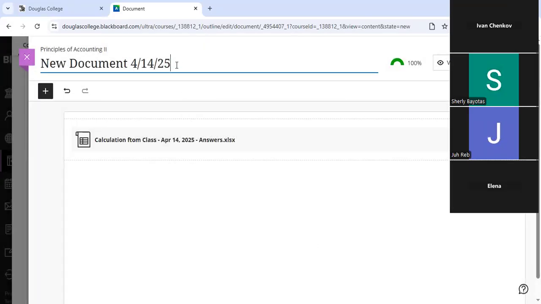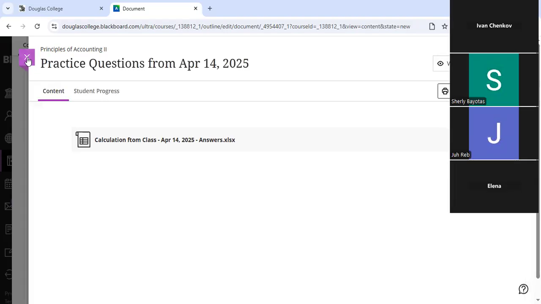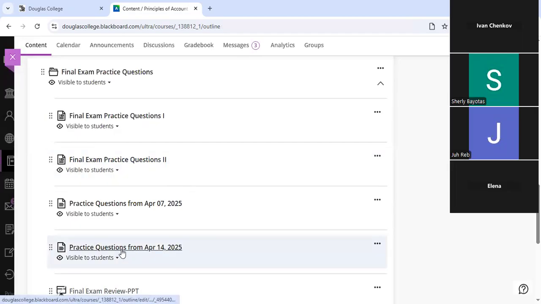And the last thing left is to change this one to 14th. Save. And please confirm that you have access to those practice questions from today. Okay, you have access. So there are a few more final exam practice questions. If you want to practice, if you have nothing else to do, you can practice those too.